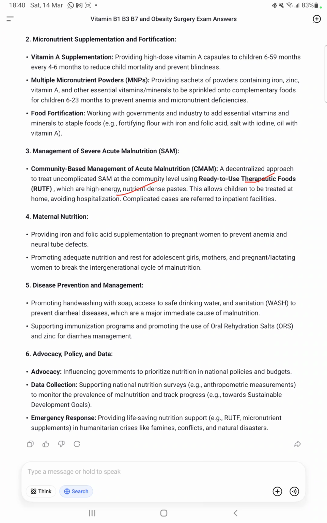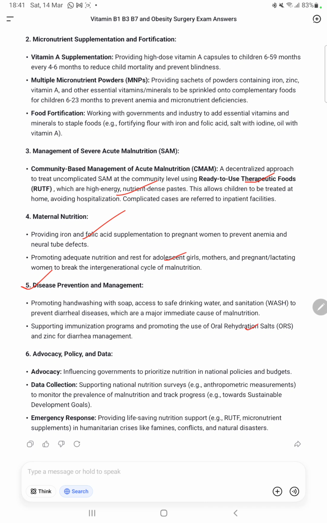Then maternal nutrition. So maternal nutrition is to provide iron folic acid supplementation to pregnant women to prevent anemia and neural tube defects. Also nutrition and rest for adolescent girls, mothers, and pregnant and lactating women. Then disease prevention and management. So promote hand washing, safe drinking water and sanitation. Similarly, ORS promotion should be done.